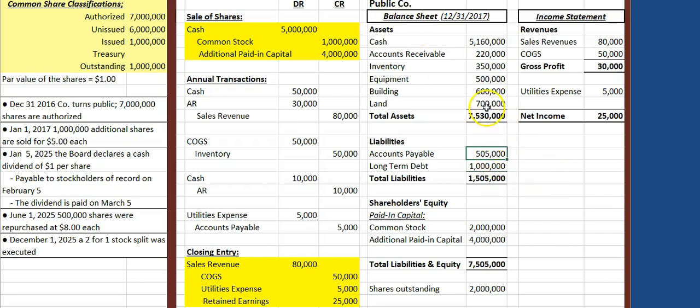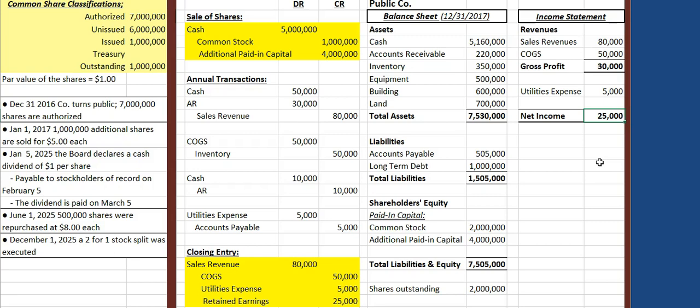Okay, so if I look at my balance sheet at the end of the period, I see that my assets equal $7,530,000 and my liabilities plus equity equals $7,505,000. Now, you know that these two numbers are supposed to match. So why are we off? The answer is very simple. Your company created an additional $25,000 in net income.